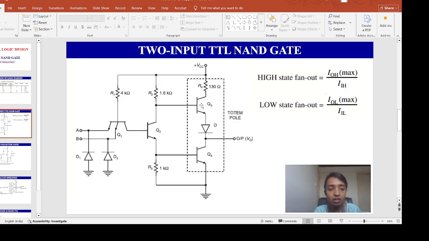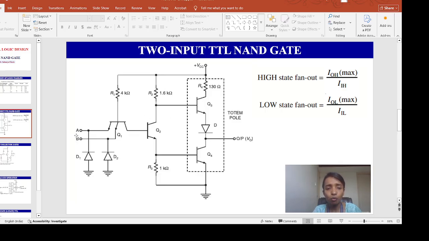And this transistor Q3 acts as an emitter follower. In an emitter follower circuit, we take the output from the emitter terminal, and the output from the emitter and the input at the base are almost equal. The emitter follower circuit has high input impedance and low output impedance.